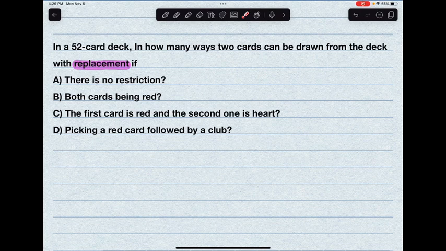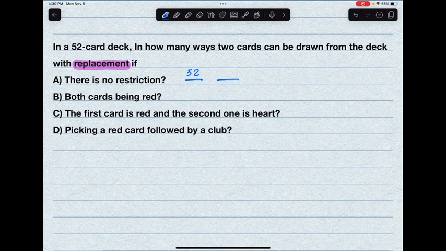Part A is with no restriction. Okay, and it is with replacement. That means we draw the card, we put it back in the deck, and we pick the second card. Okay, so that's easy. It's just we have 2 cards. For the first card, we have 52 choices.